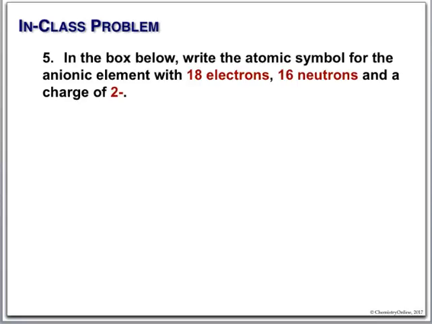We're looking for the atomic symbol of an anionic element. So it has a negative charge. It has 18 electrons, 16 neutrons, and a charge of -2. So first thing you have to do is figure out what element you're dealing with. Secondly, you need to remember that an atomic symbol has the symbol of the element. Then as a subscript in front, we'll have the number of protons. And as a superscript, we will have the mass number. If there's a charge, we'll put it afterwards.